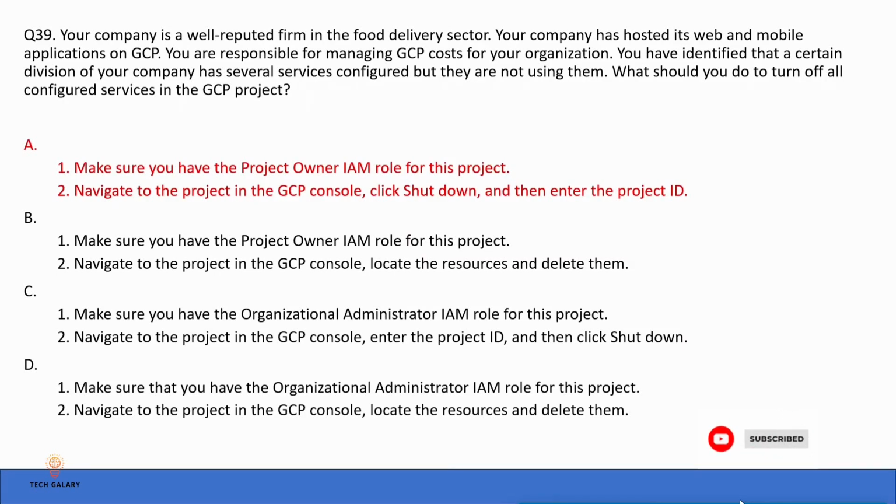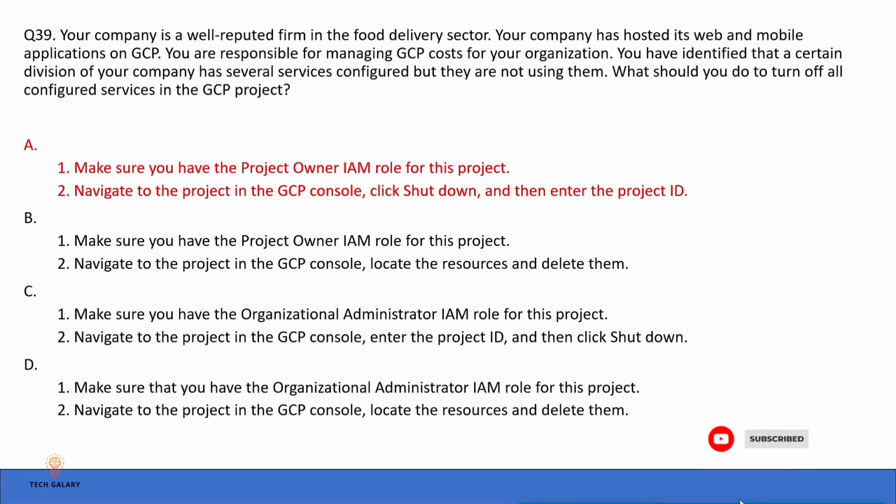Now let's take a look at option C. Make sure you have the organizational administrator IAM role for this project. Navigate to the project in the GCP console, enter the project ID and then click shutdown. Organizational administrator IAM role is not required for shutting down configured services. Option C is incorrect. Now let's take a look at option D.